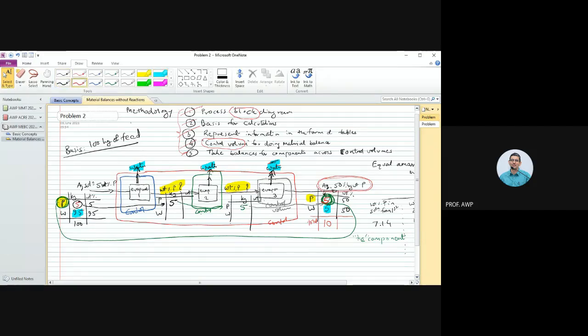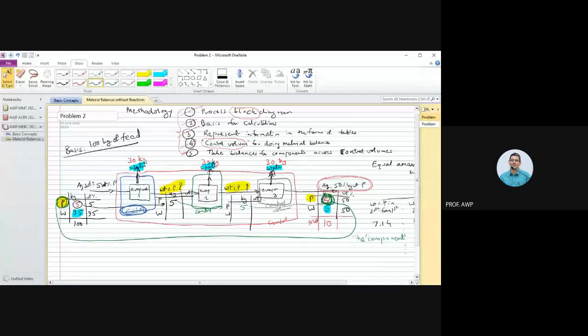And what I have told you is that equal amounts of water are getting evaporated. So in this evaporator, 30 kg of water must be getting evaporated. In the second evaporator, 30 kgs of water must be getting evaporated. In the third evaporator, 30 kgs of water must be getting evaporated. Do you agree with that? Sarthak? Yes, sir.